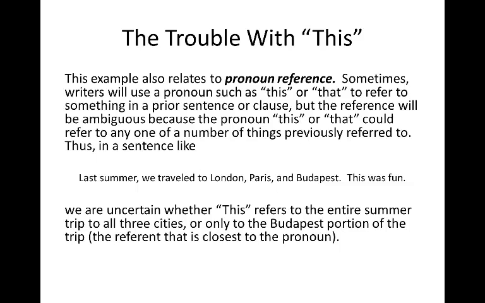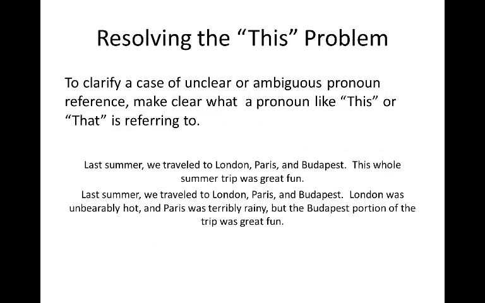Thus, in a passage like, "Last summer we traveled to London, Paris, and Budapest. This was fun." We are uncertain whether "this" refers to the entire summer trip to all 3 cities or only to the Budapest portion of the trip, the referent that is closest to the pronoun. Maybe the person had a great time in all 3 cities. They enjoyed the musical scene in London, they enjoyed the culture in Paris, and the great food in Budapest. Or maybe London was rainy, Paris was too hot, and only Budapest was fun. We don't know because that "this" at the beginning of the second sentence in the passage is simply not clear.